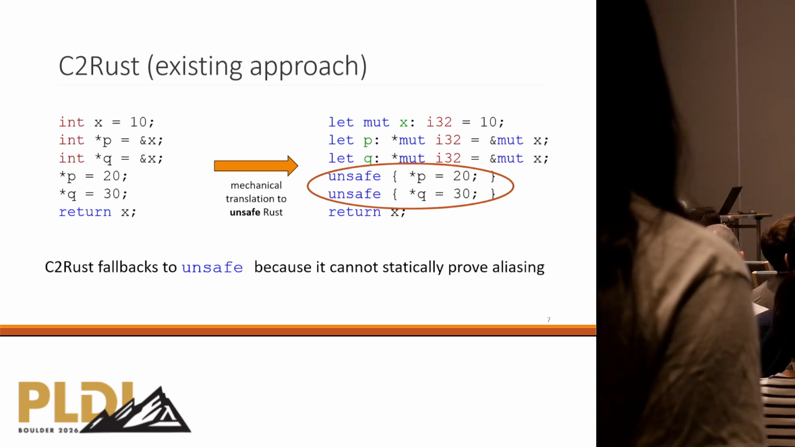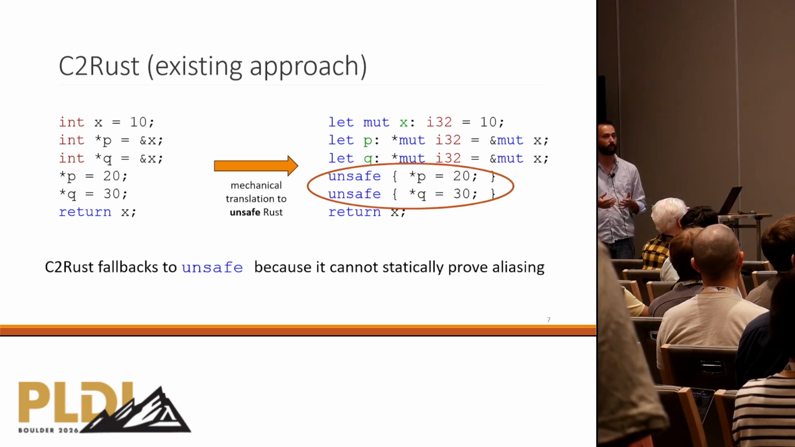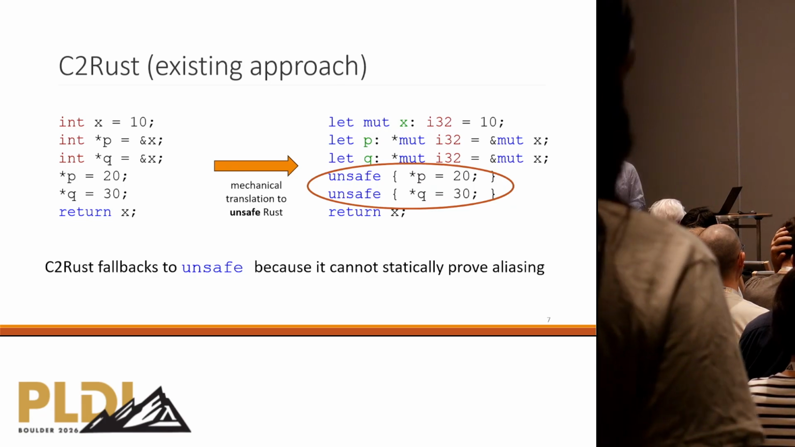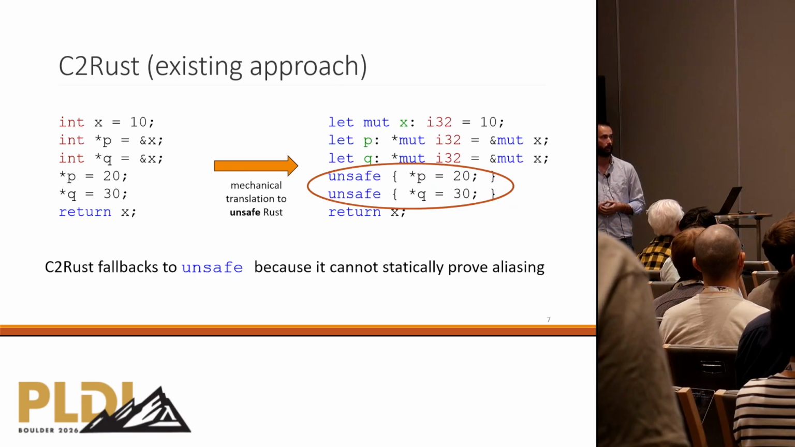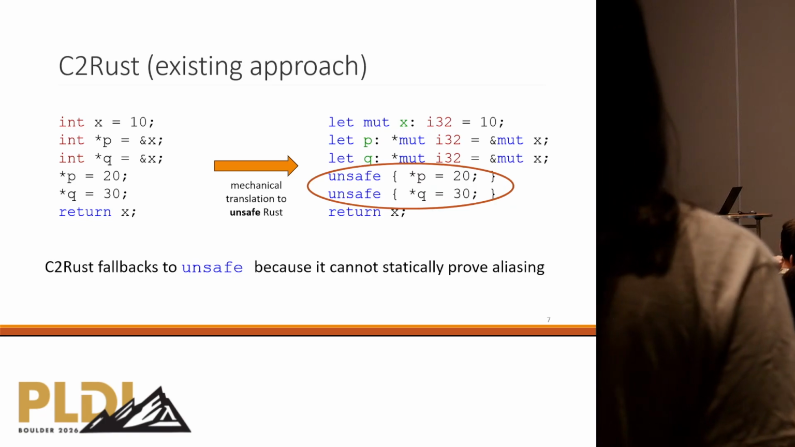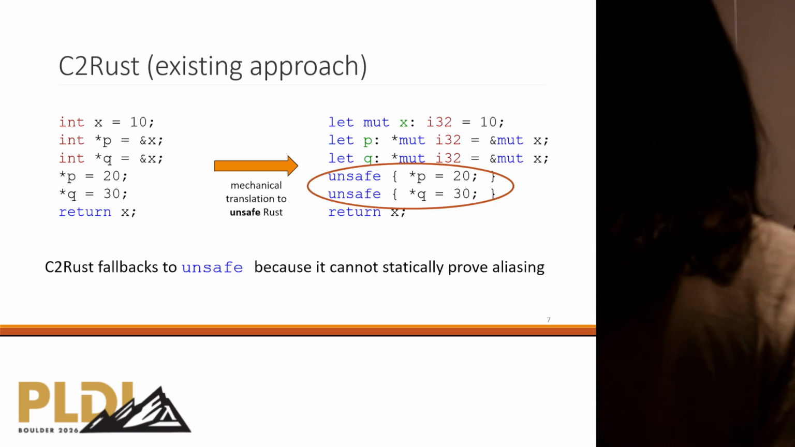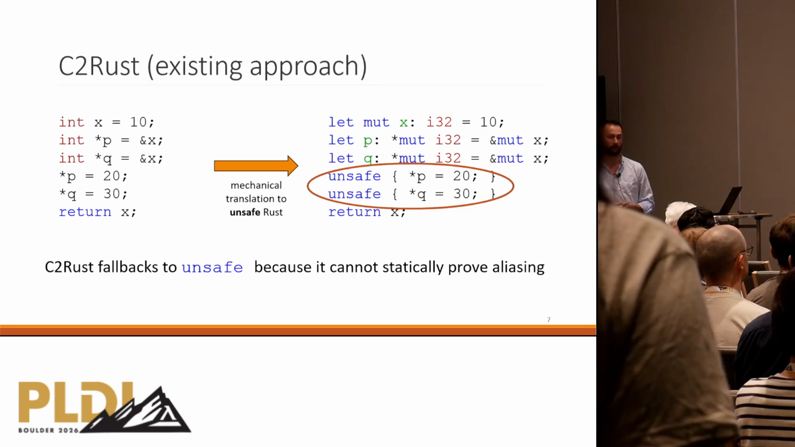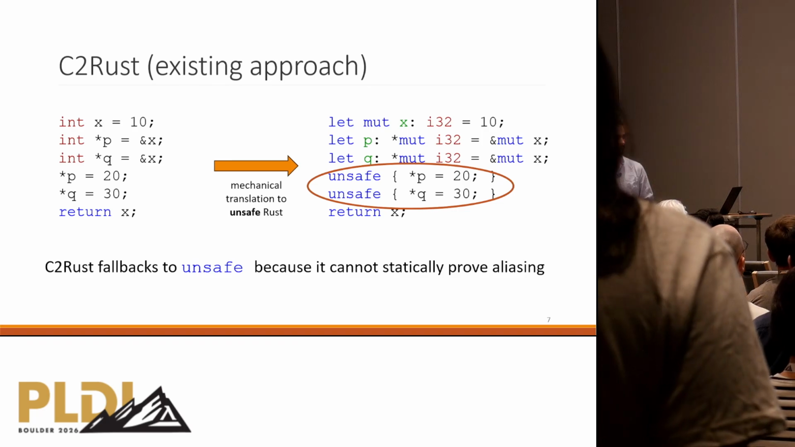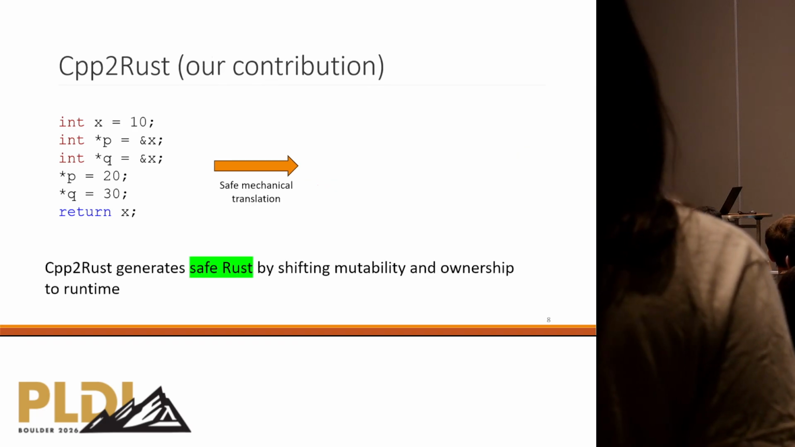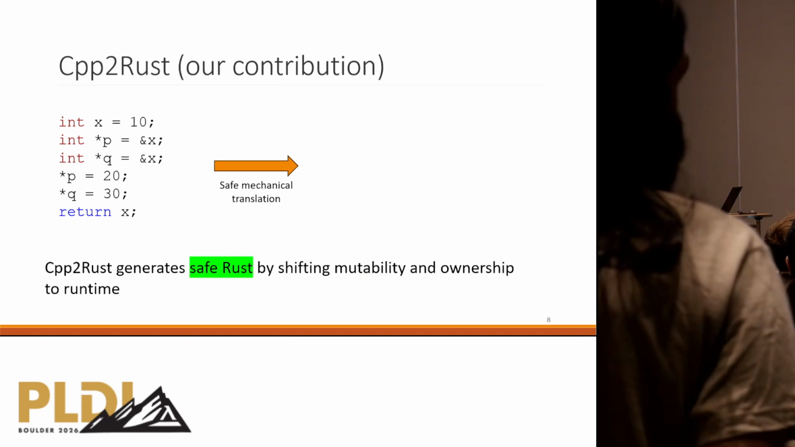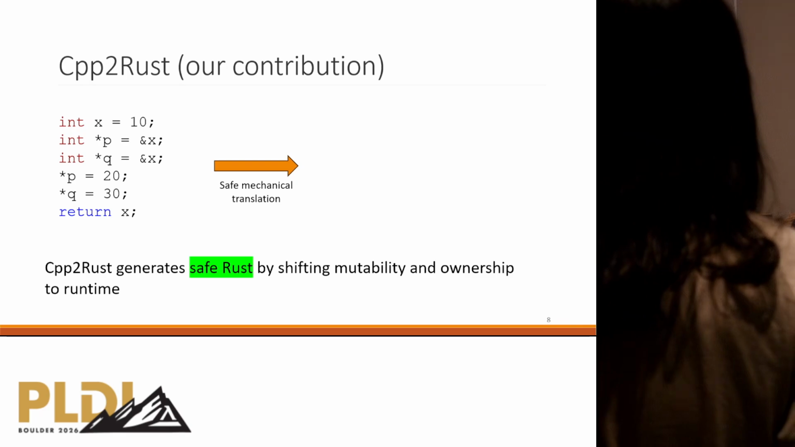So because C2Rust cannot fit this, let's say, safe Rust limitation, it chooses to generate unsafe code for the pointer handling parts, which is not ideal because we would like to have 100% safe applications, because even a small, tiny, unsafe block can compromise the security of the entire system. So to solve this problem, we created C++2Rust, which is the first automatic translator from arbitrary C++ to safe Rust.